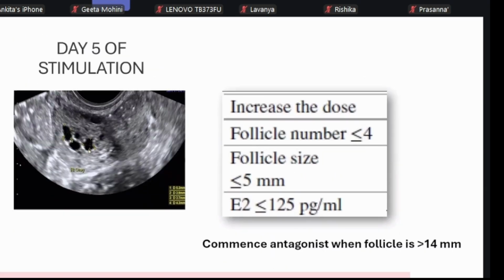On day 5 of stimulation, we do the scan and see the size of the follicles. If the follicles haven't grown or are less than 10 mm, we increase the dose, and we have to monitor the estradiol values also. If any follicle is greater than 14 mm, we start the antagonist to prevent an LH surge.